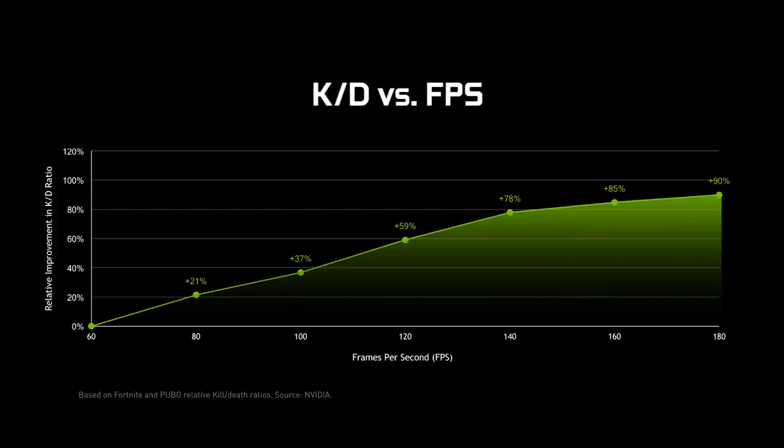So we've explained some of the fundamental concepts, but why is this important? Why does high frame rate matter? What we have here is a chart that plots the correlation between high frame rate and success in a first-person shooter. In this case, what we've done is measured kill-death ratios in battle royale games like Fortnite and PUBG, and as you can see, there's a correlation between higher frame rates and higher kill-death ratios. If you're interested in the study, please check out the link below.